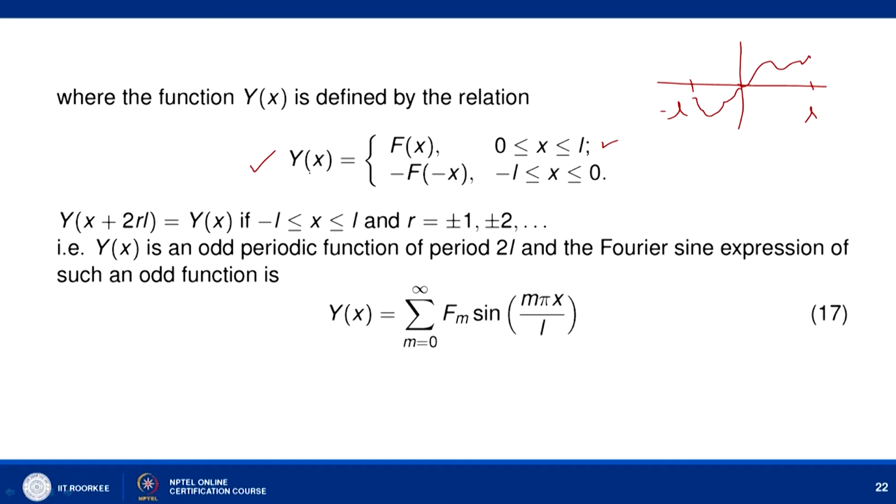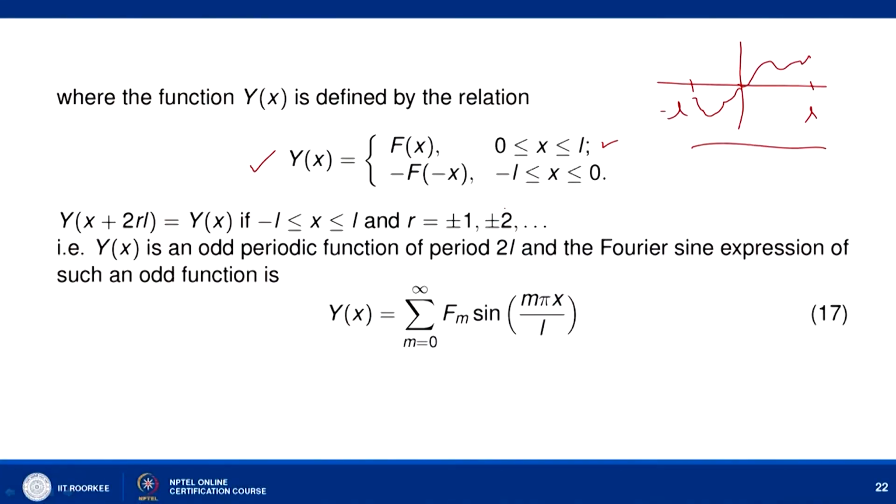So, it means that now y of x is defined between minus L to L, and y of x equals f of x in 0 to L, and y of x equals minus f of minus x when lying between minus L to 0. Since it is given only for minus L to L, you use periodicity to extend it to entire minus infinity to infinity. So, let us assume the periodicity as y of x plus 2rL equals y of x, where x is lying between minus L to L and r is an integer: plus minus 1, plus minus 2, and so on. So, y of x is an odd periodic function of period 2L.